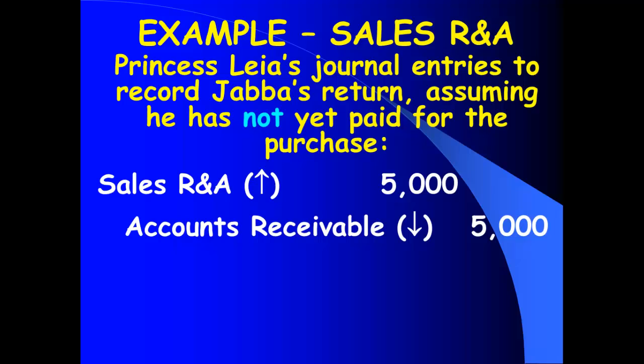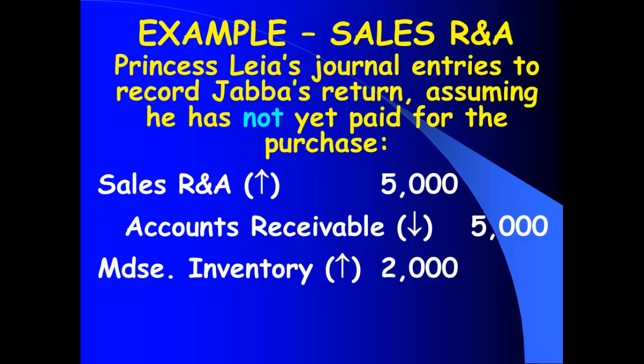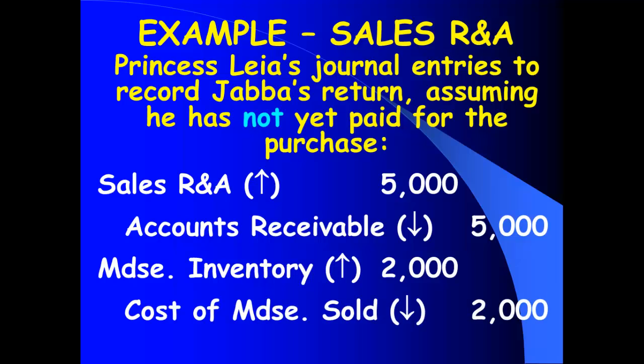The second entry puts the inventory back on my books. What do I have more of? Merchandise inventory is an asset, and it goes up with a debit, so we're going to debit merchandise inventory. My credit is what's a little bit odd. My credit goes to cost of goods sold. Cost of goods sold is an expense. When we credit it, we're making it go down.